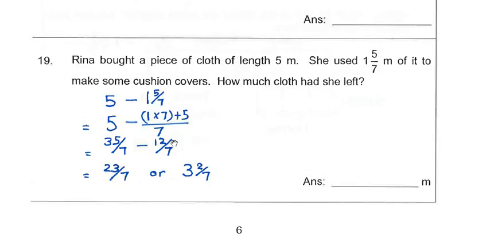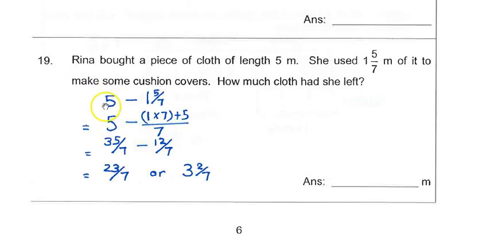Rina bought a piece of cloth of length 5 meters. Now she used one whole 5/7 meters, which means slightly more than 1.5 meters, of it to make some cushion. How much cloth has she left?